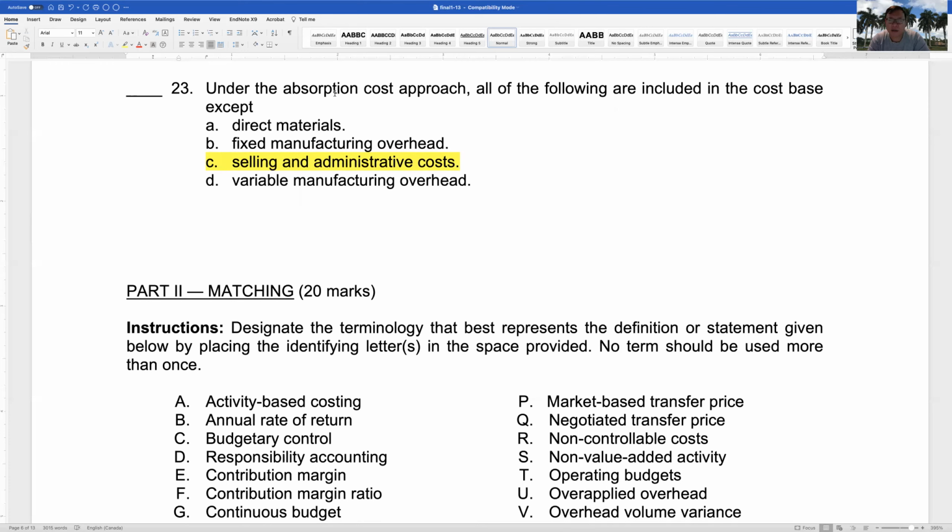For the variable costing approach, you consider fixed manufacturing overhead as a period cost, right? That's the difference.